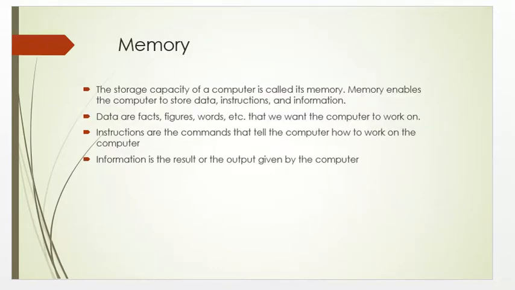Memory. It is the storage capacity of a computer. It enables the computer to store data, instruction, and information. Whenever we are saving something in our computer, it is stored in a part of memory. Data are the facts, figures, words, etc. that we want the computer to work on. Instructions are the commands that tell the computer how to work. Information is the result or the output given by the computer.